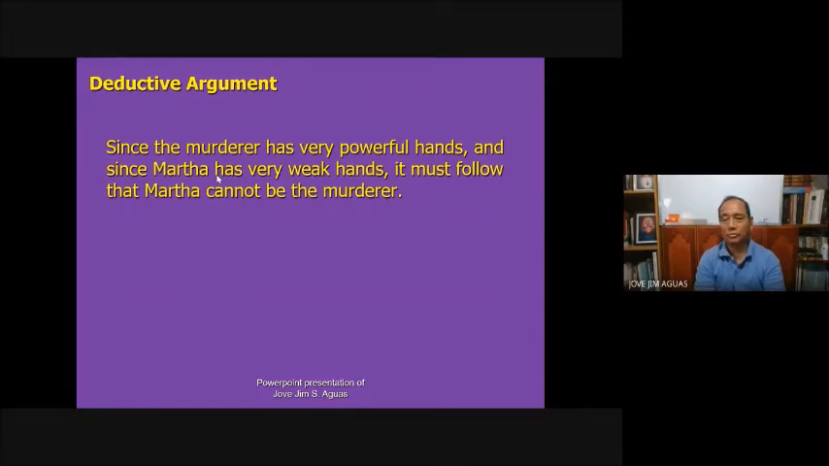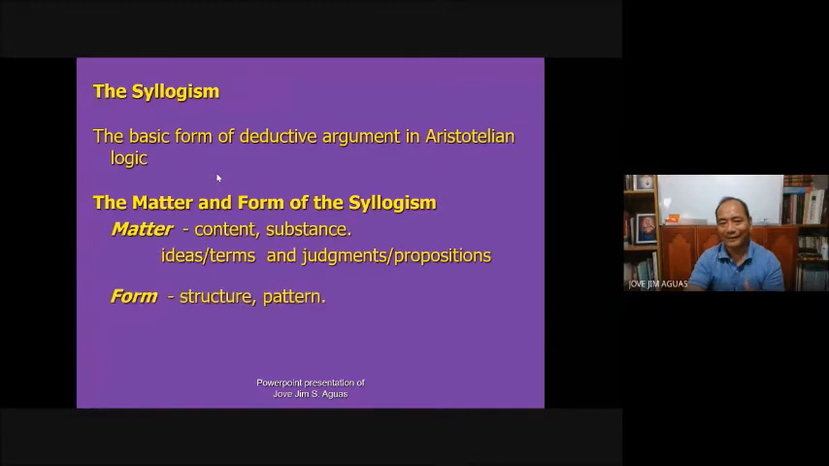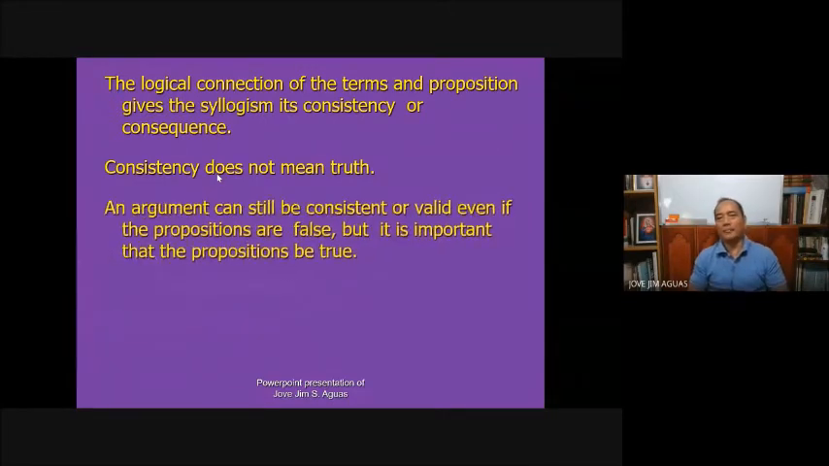So, even if your premises are false, for as long as you have a logically consistent argument, you can arrive at a valid conclusion. You can arrive at a valid conclusion because the basis of validity is that all the parts of the argument, meaning the premises and the conclusion, are consistent with one another. And consistency does not always mean truth, because we can be consistent with lies.